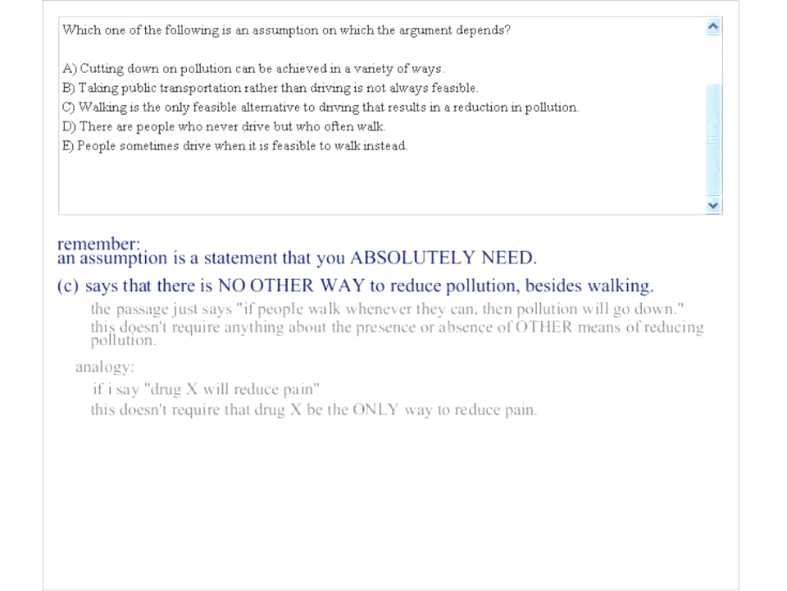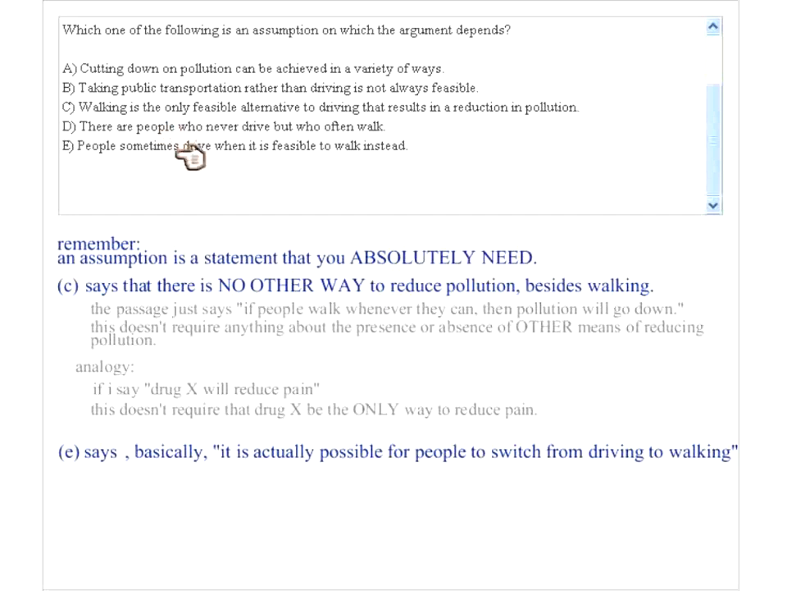Okay, now let's look at choice E, which is the correct answer. Remember, always through the lens of being required. Okay. E says, people sometimes drive when it is feasible to walk instead. What this means, E says, basically, it is actually possible for people to switch from driving to walking. That's what this means. People sometimes drive when it's feasible to walk instead. This means there are actually people who could potentially switch from driving to walking. All right, this is totally necessary since the argument depends on people's ability to switch from driving to walking.